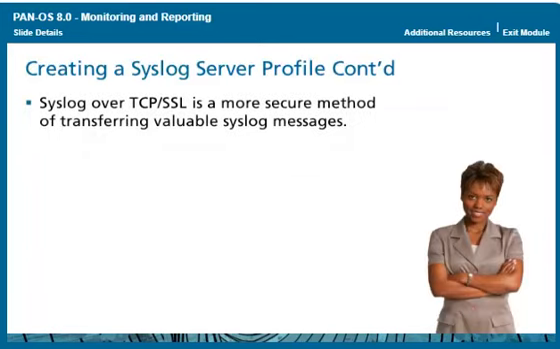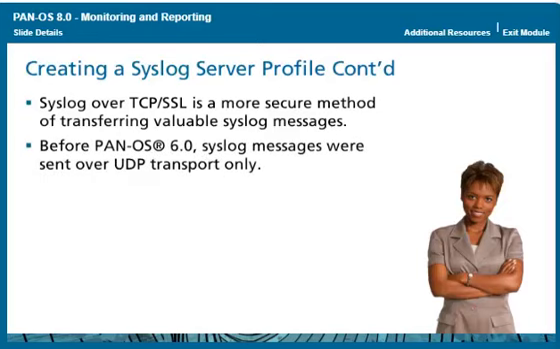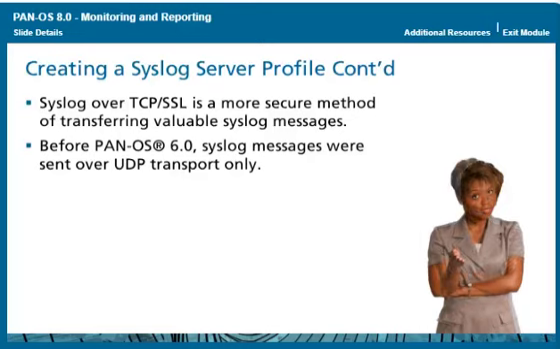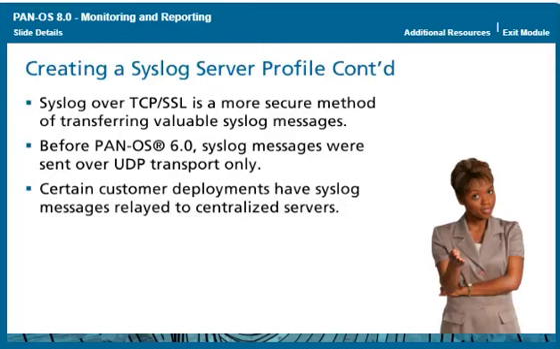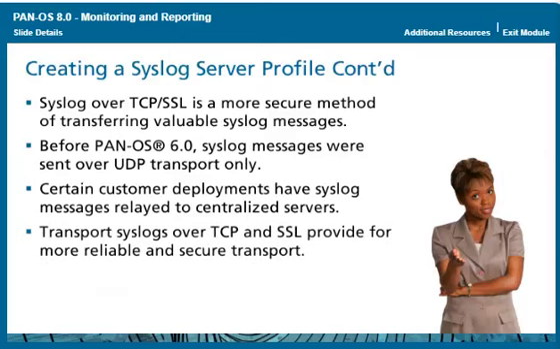Compared to traditional syslog over UDP, syslog over TCP or SSL is a more secure method of transferring valuable syslog messages. Before PAN-OS 6.0, syslog messages were sent over UDP transport only. This method of transfer is not as reliable or secure as TCP and SSL. Certain customer deployments have syslog messages relayed to centralized servers over unreliable or unsecure links. Transporting syslogs over TCP and SSL provides more reliable and secure transport.